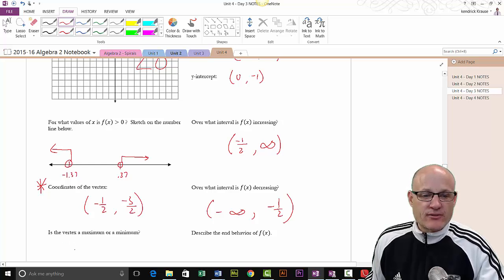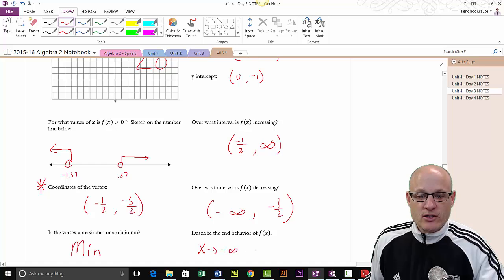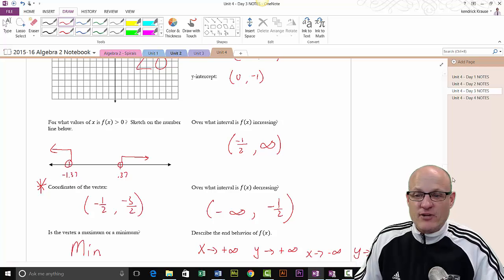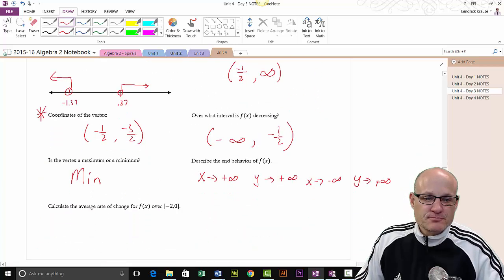Is the vertex a max or a min? Obviously, it's a min. And describe the end behavior. So as x goes to positive infinity, y goes to positive infinity. As x goes to negative infinity, y goes to... oh, no, positive infinity. And that's because it's an even function. They're both going up.